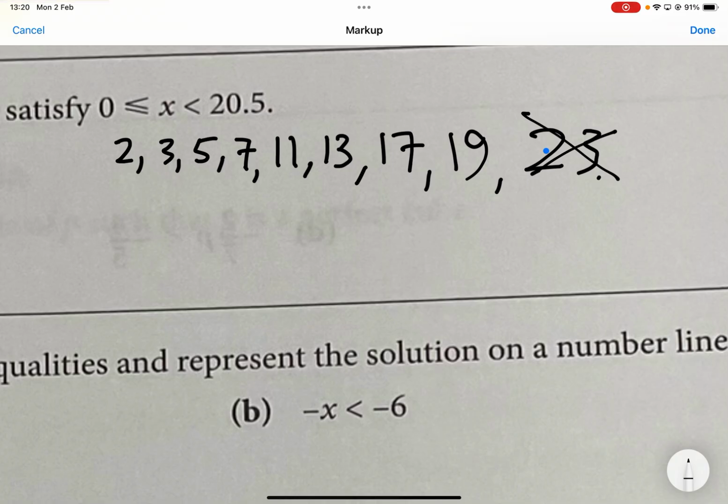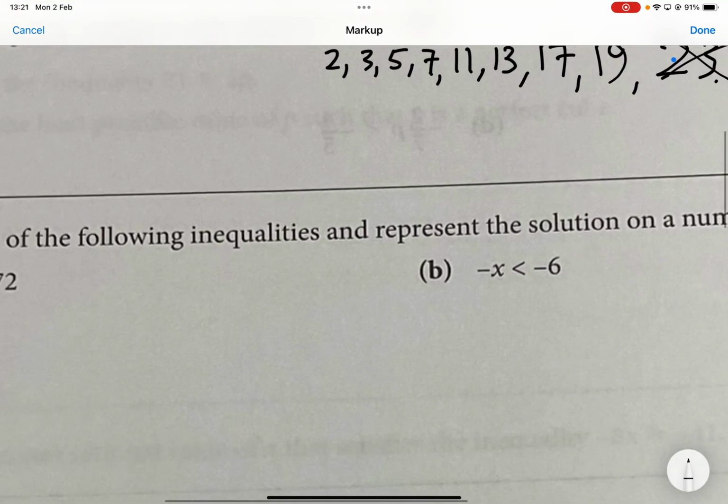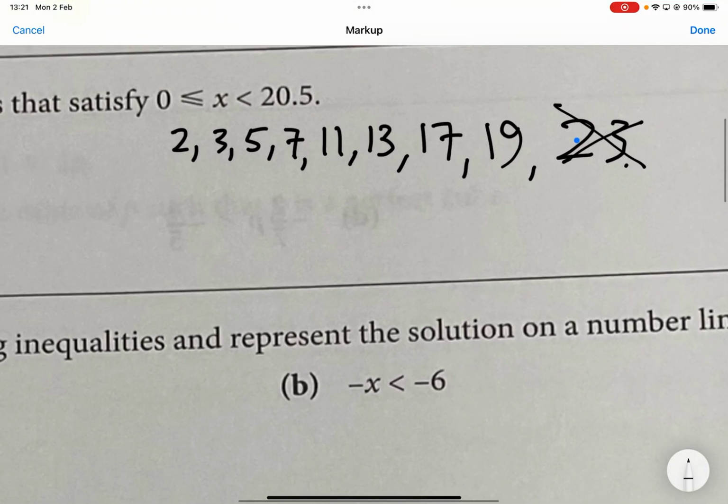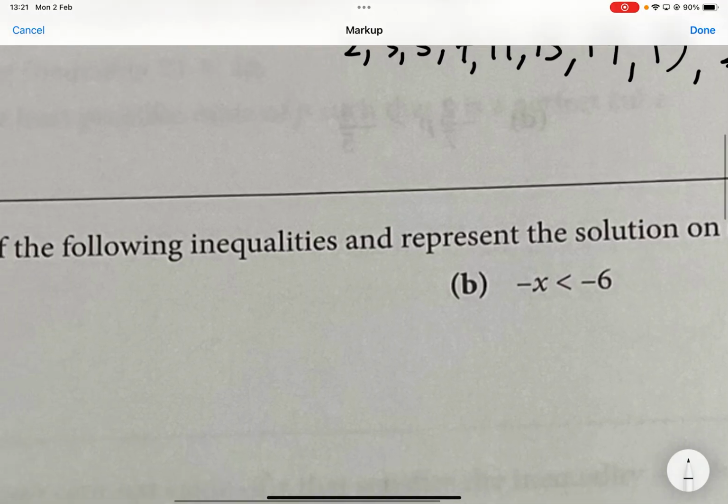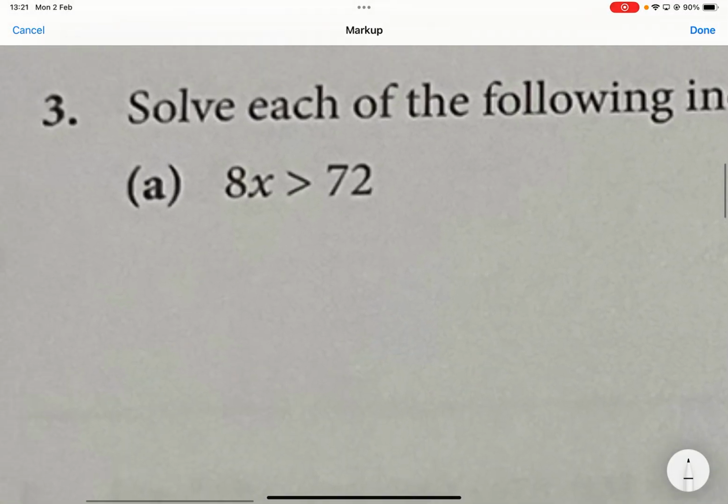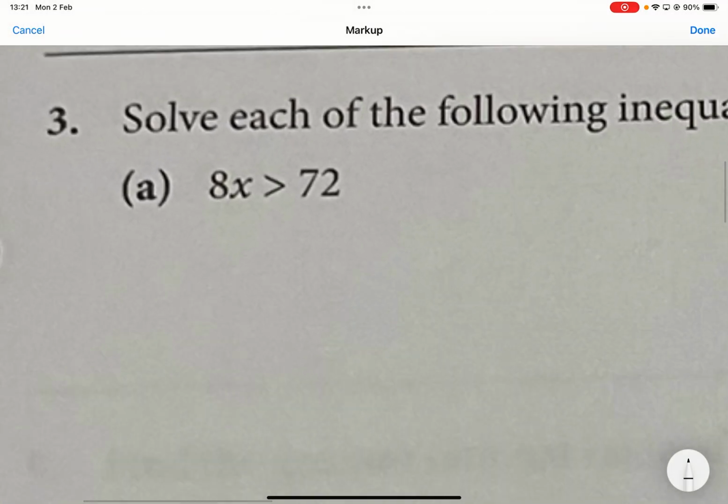Follow so far? Okay, now coming to question 3. We see this word again. Solve. Okay?